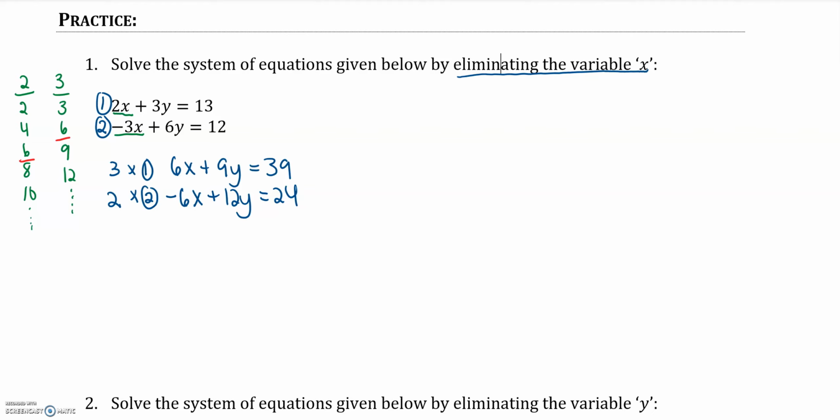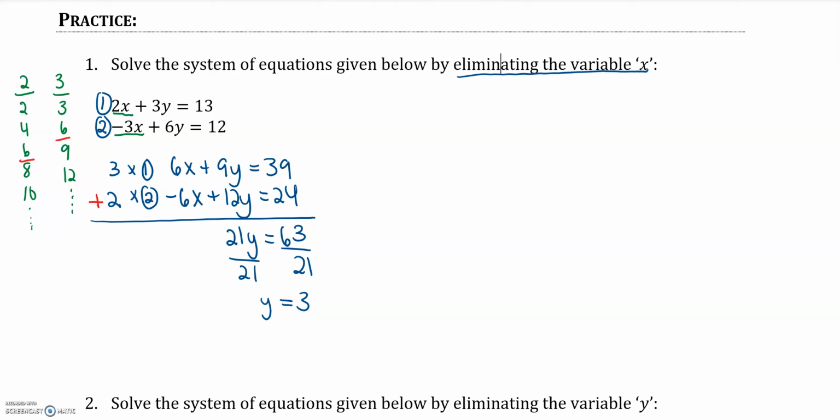So in order to eliminate variable x, we're going to add both equations together. You can see the x's cancel out, and we end up with 21y is equal to 63. To solve for y, we divide both sides of the equation by 21. We find that y is equal to 3.